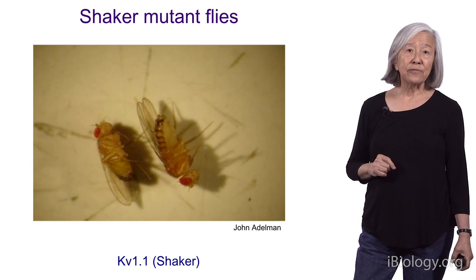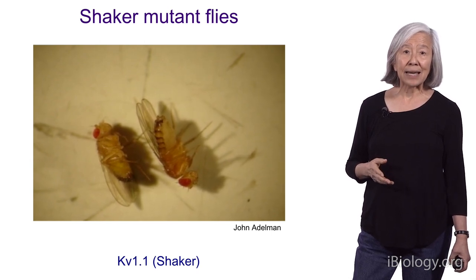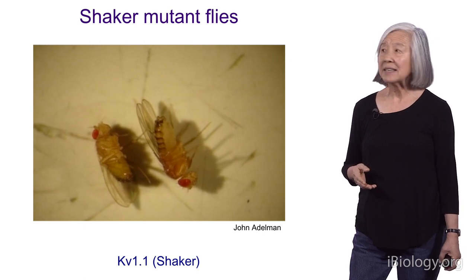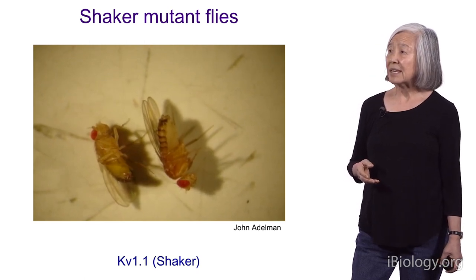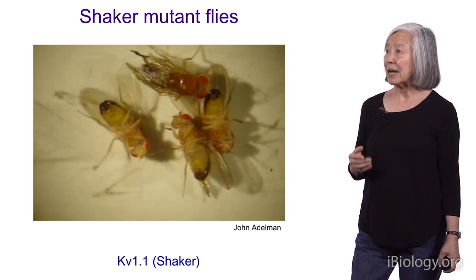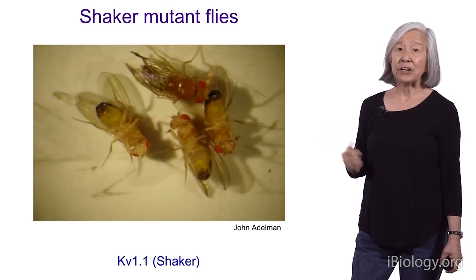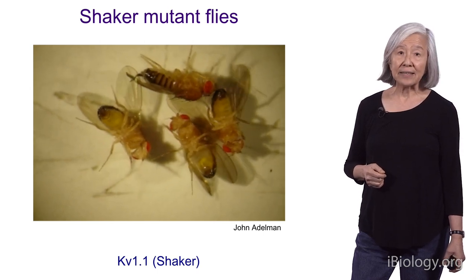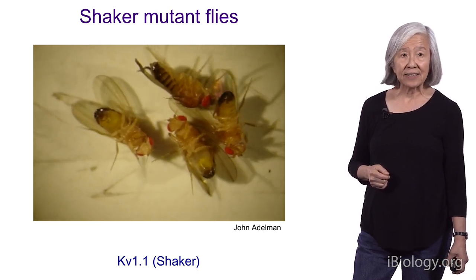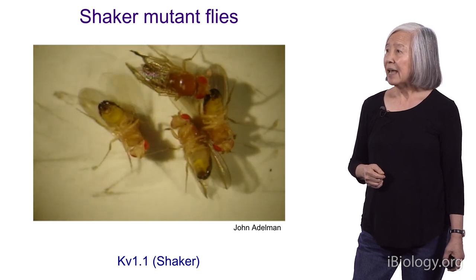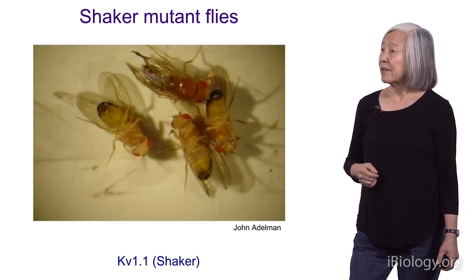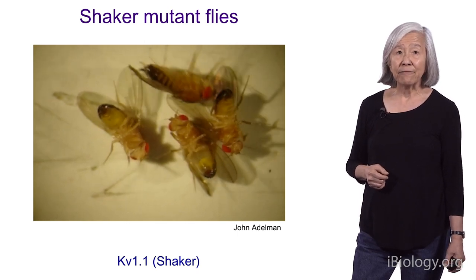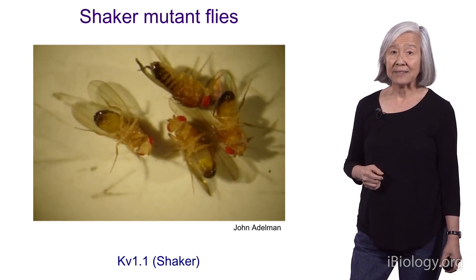Starting with two control wild-type flies put to sleep with ether anesthesia, we see that the flies only begin to move their legs when they were about to wake up. That's very different from the Shaker mutants that shake their legs and wings very vigorously under ether anesthesia. This video was provided by John Edelman, my colleague at Vollum Institute in Oregon.